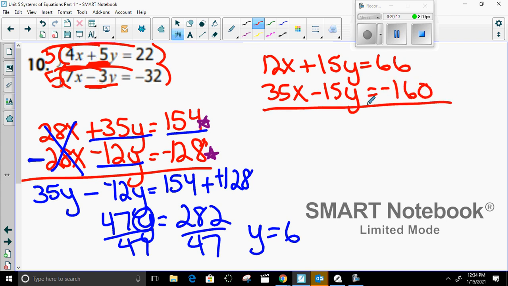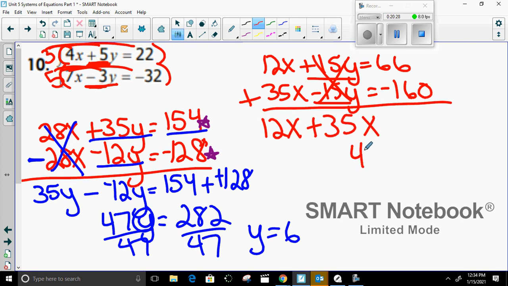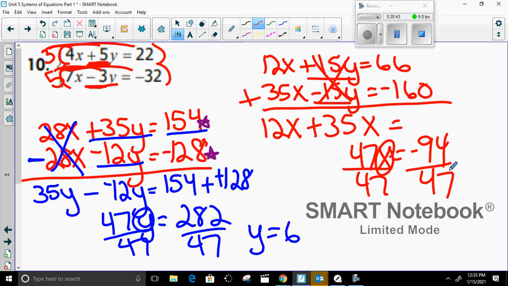And then in this scenario that I made, these are opposite, and opposite tells me to add to eliminate. So 12x, add everything else, plus 35x equals 47x. And 66 plus negative 160 equals negative 94. If I divide both sides by 47, negative 94 divided by 47, x is negative 2. So in this situation, I got my x first, which is the same x I had before. Then I would just have to go back and solve for y. So there's more than one way at times for you to do it.